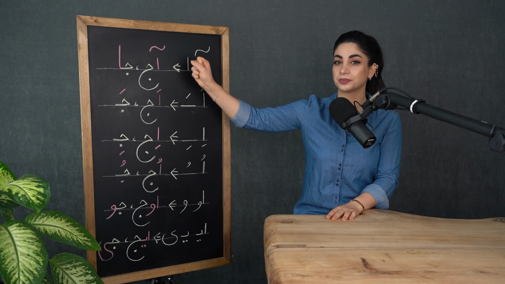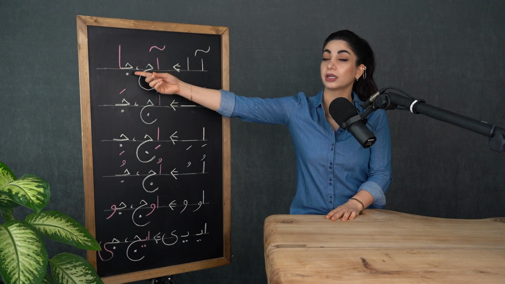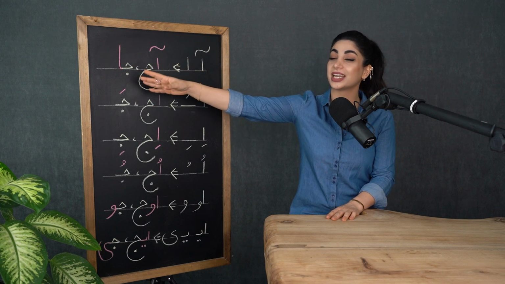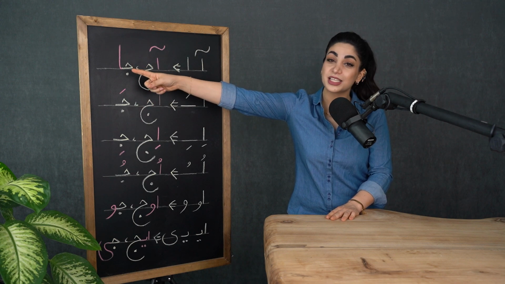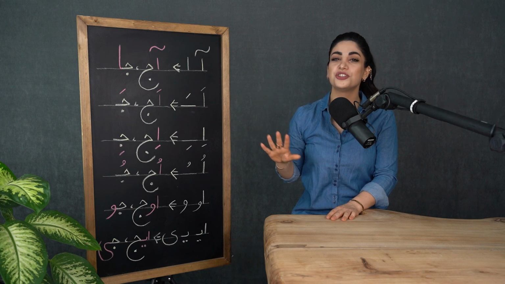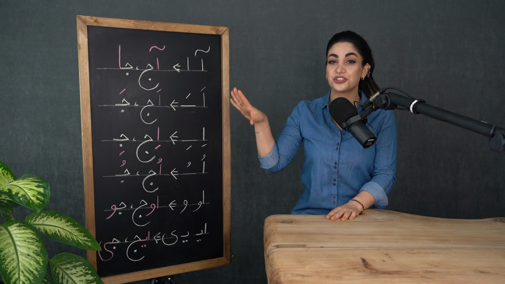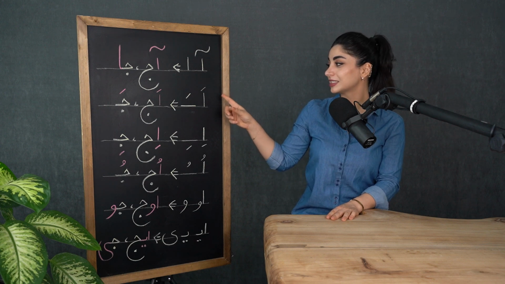Aj. What about that one? A lowercase j. This one attached to that. This sounds j, and this one sounds a, and together they are ja, ja.